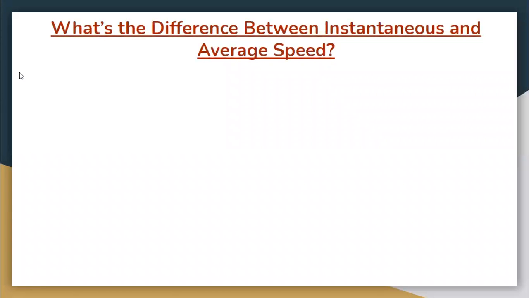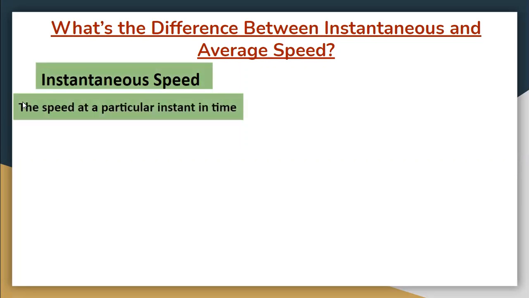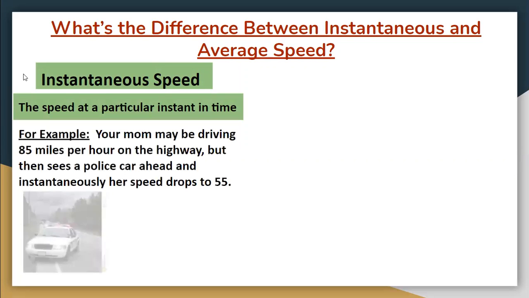What's the difference between instantaneous and average speed? Well, instantaneous speed, that's the speed at a particular instant in time. So for example, your mom may be driving 85 miles per hour on the highway, but then sees a police car ahead, and instantaneously her speed drops to 55 miles per hour. That's an instantaneous difference in speed, right?